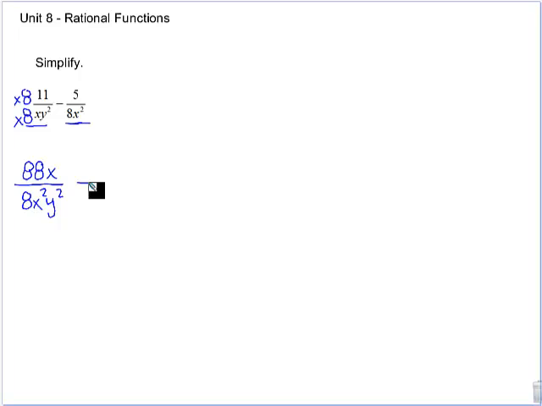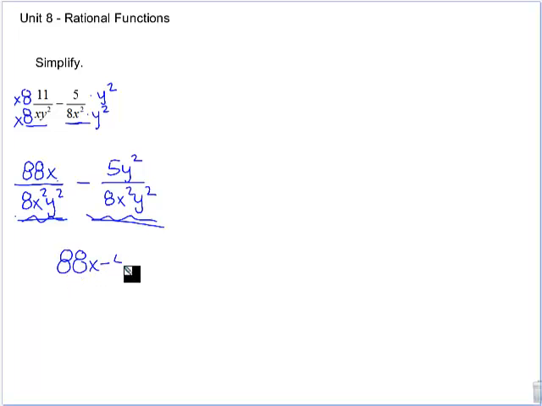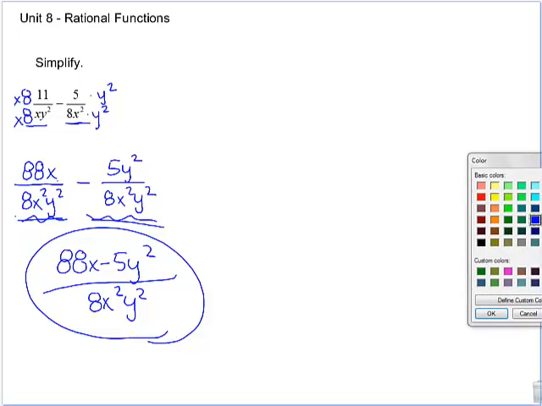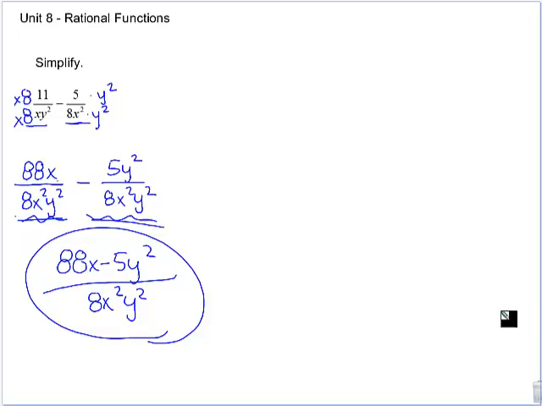So we currently have 8x squared, we need a y squared, so we'll times the second fraction by y squared top and bottom. So minus 5y squared over 8x squared y squared. Now we have the same exact denominators, so we can just combine our numerators together. 88x minus 5y squared, they do not have like terms, so we will just write it as 88x minus 5y squared over 8x squared y squared. And there we subtracted our rational expressions.